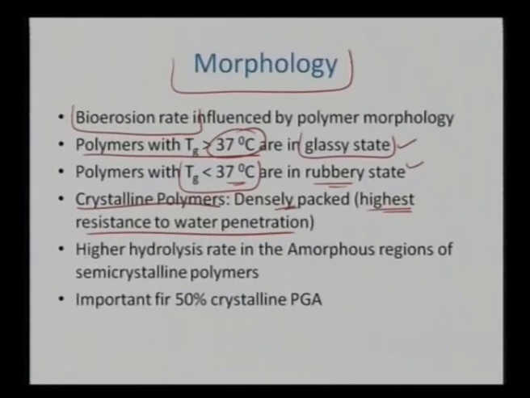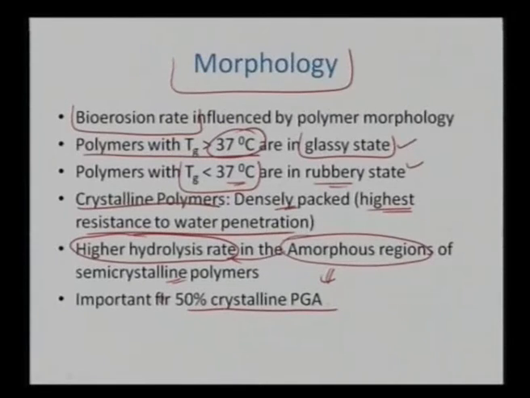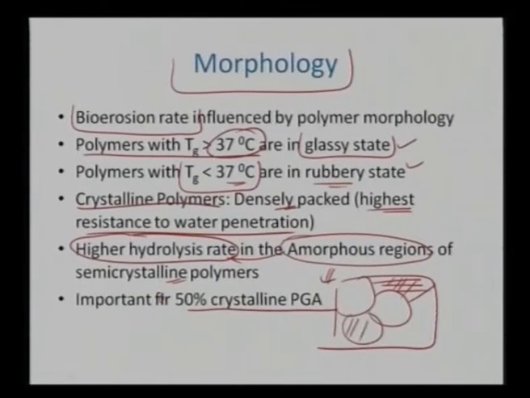Again, in semi-crystalline polymers, there is a higher hydrolysis rate only in the localized regions where we see amorphous regions. The amorphous regions of the semi-crystalline polymer show a very high hydrolysis rate. This becomes very important for 50% crystalline PGA, because in this PGA we will have certain regions which are amorphous and certain regions which are crystalline. So we have certain regions which are very highly crystalline and certain regions which are highly amorphous.